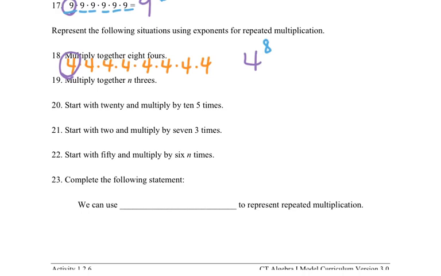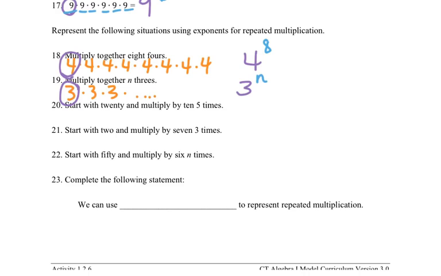The next one says multiply together in threes. So again, on the previous page we were adding, now we're multiplying, and it's just going to keep going. We don't know how many times. So the base is a 3. In this case, the power or exponent is n. We don't know how many times we're going to end up multiplying.